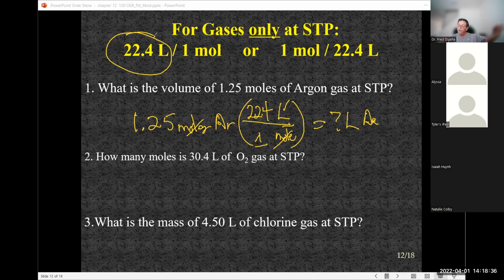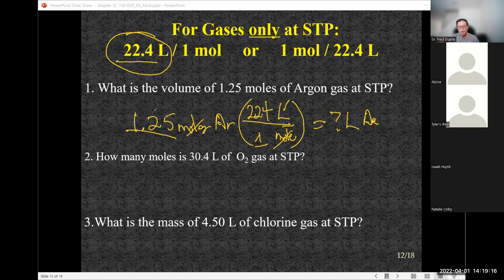Now, a word about this. 22.4 liters, unlike the other conversion factors we had, is a measurement, okay? And being a measurement, it could be a factor in your sig figs. So be careful on some of the homework problems. They might be wrong because you didn't take into account the fact that under these conditions, 22.4 liters is a measurement. In this case, 1.25 has 3 sig figs and 22.4 is 3 sig figs, so obviously our answer would be 3 sig figs.